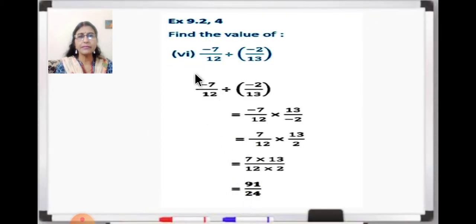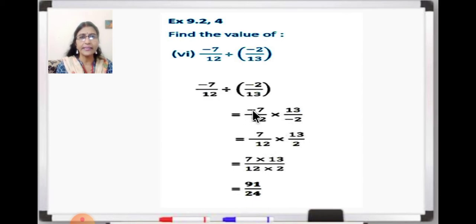Now sixth question, minus 7 upon 12 divided by minus 2 upon 13. So same method, first we'll write down this minus 7 upon 12, division will become multiplication, then reciprocal of minus 2 upon 13 is 13 upon minus 2. And then what you will do, you will write here in this way.